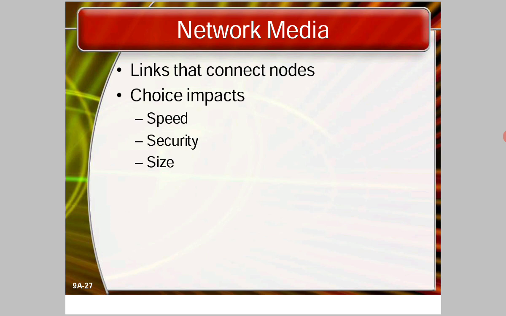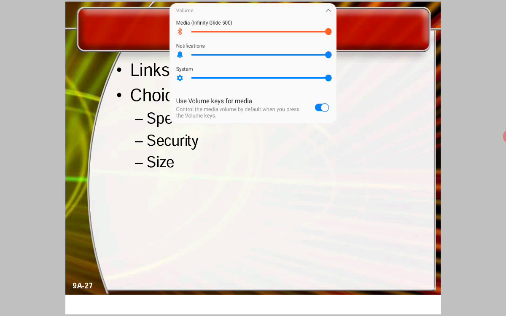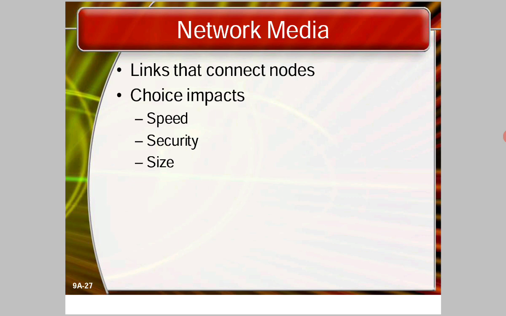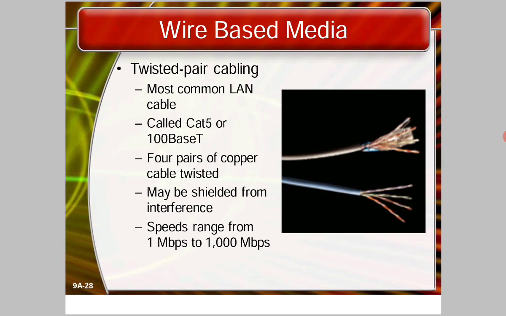Generally the network media have different properties or characteristics. First one is speed, second one is security, third one is size. Speed of a media or network, security means what are the different types of security measures used. Size means the maximum size or capacity, like that.